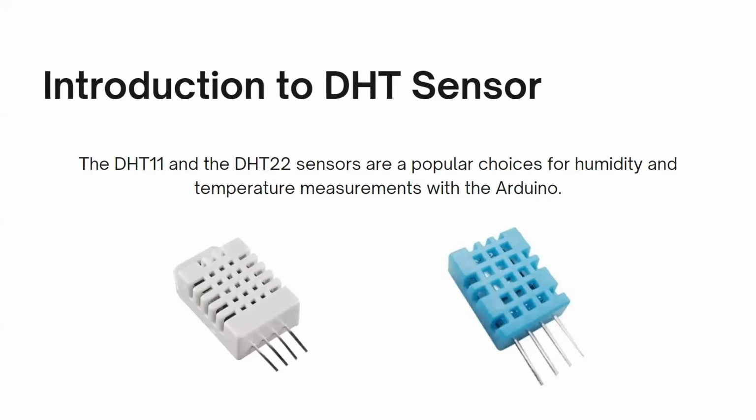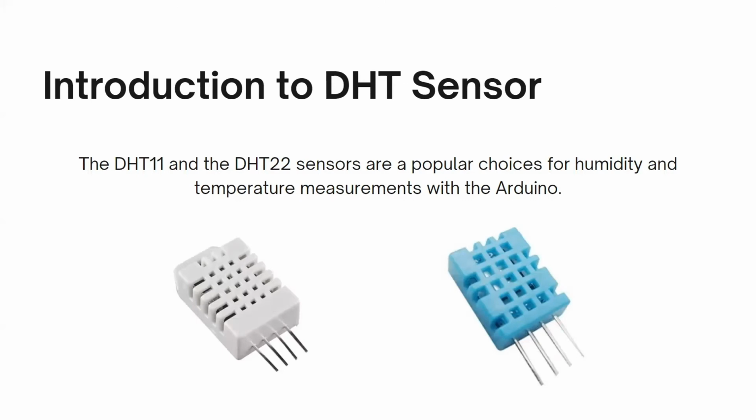So you can use any of the sensors. The basic difference between DHT11 and DHT22 is that DHT22 is more accurate, right? So it will give you more accurate readings, so there will be fewer errors. That's why people use DHT22 and DHT21. You can use any of the DHT sensors.